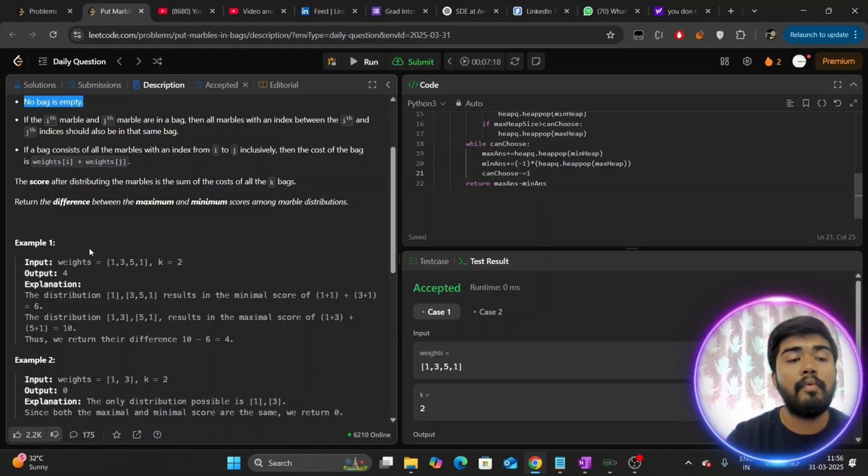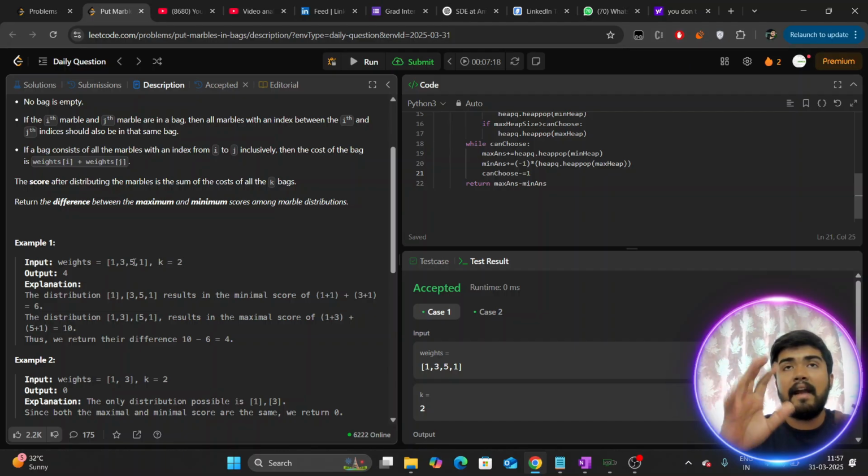So on the weights array, if you are placing the first marble, which is at index 0, and the index 2 marble, that is 0, 1, 2, I'm considering it as 0-based, then the marble in between automatically goes to the same bag. So you can select a chunk from your weights array and put it in your bag.